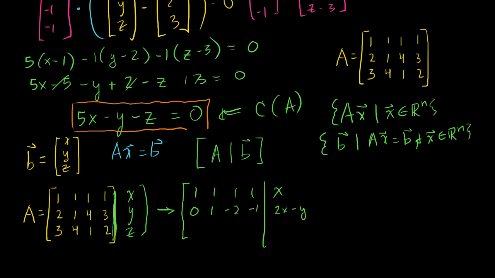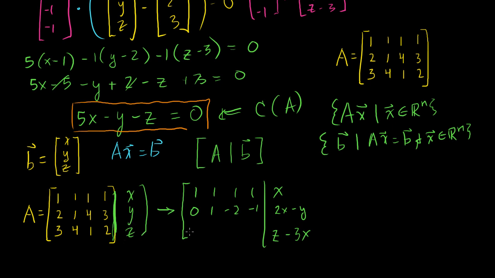And now, let me replace my third row with the third row minus 3 times the first row. So I'm just doing the b column first so I can remember what I did. The third row minus 3 times the first row.